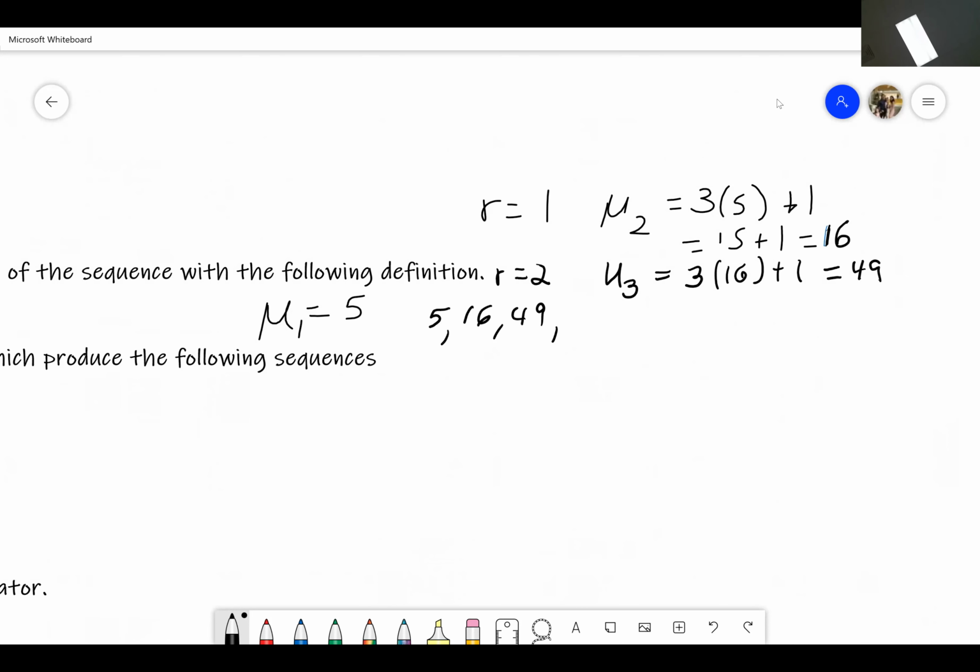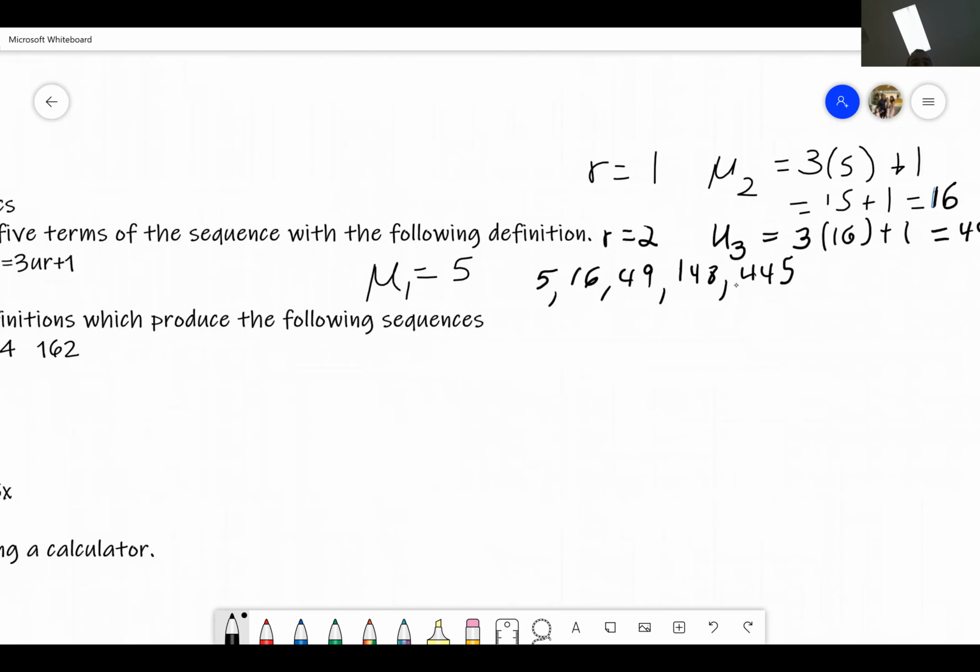Then the next one, how would you do the next one? It'd be 49 times 3 plus 1, which is 148. And then the next one will be 148 times 3 plus 1, 445. And you just did the question correctly. You got full points. So easy, right?